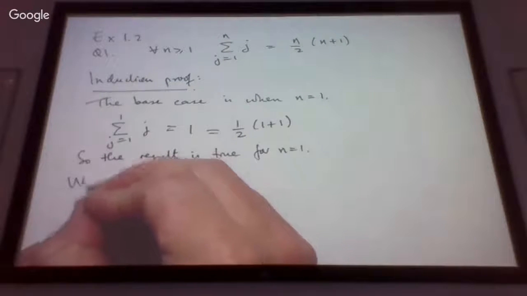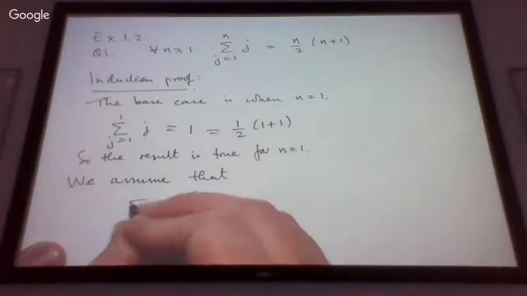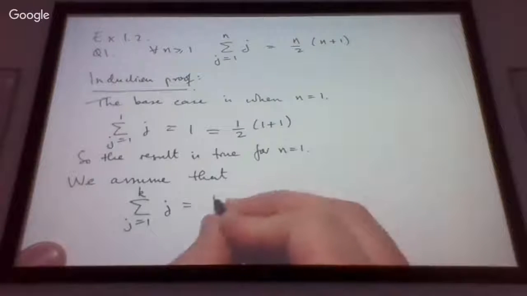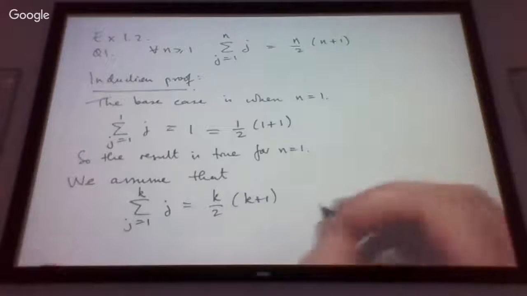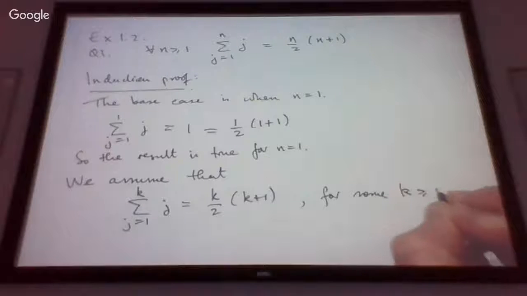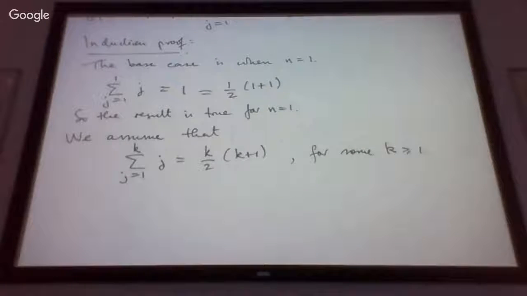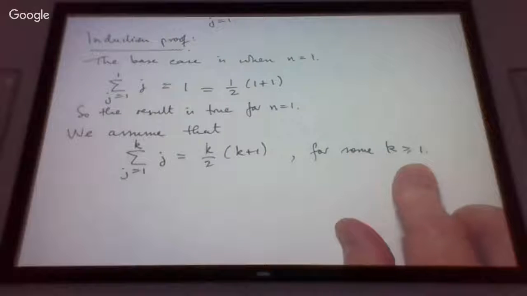Okay. So we assume now that the sum from j equals 1 up to k of j is equal to k over 2 times k plus 1. Now, what is this k? This k is some integer value in the relevant range. We make this assumption for some value of k greater than or equal to 1. So it's important here that this k could be beginning at the base case, or it could be a greater value.